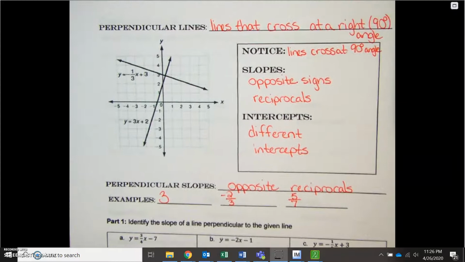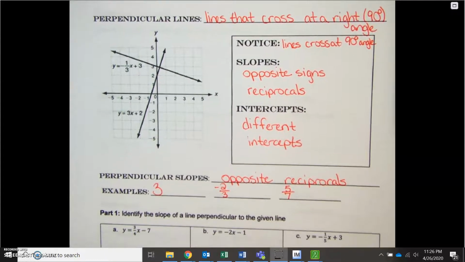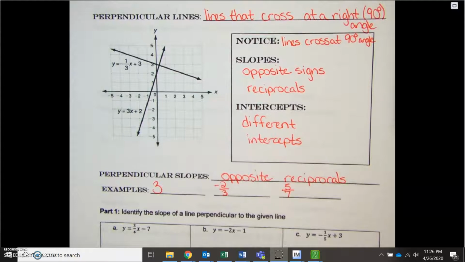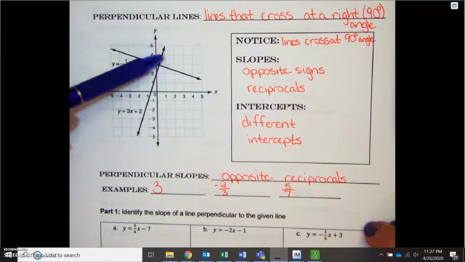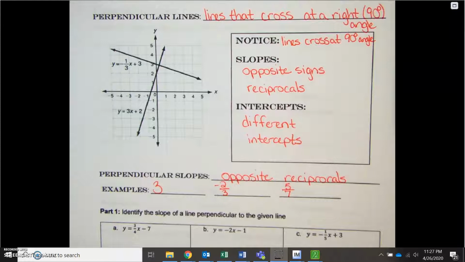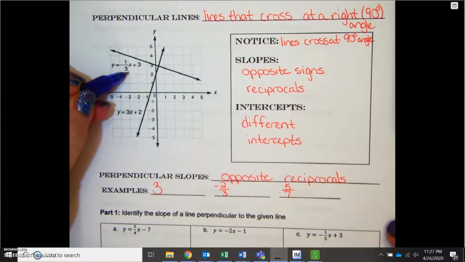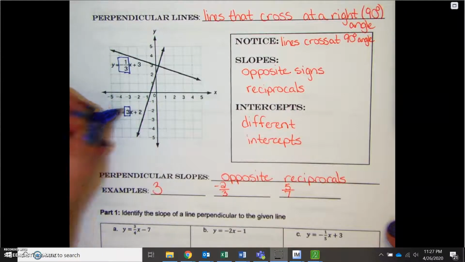Let's take a look at what perpendicular would mean. So perpendicular lines, those are lines that cross at a 90-degree angle. So they're going to look like they are a corner, or think of our four corners at school. Those are crossing at a 90-degree angle. They're perpendicular hallways. When you look at these equations, these lines cross at a 90-degree angle. They look like the hallways that form the four corners at school. And let's look at the actual slopes that are given for the equations that they gave for these lines.